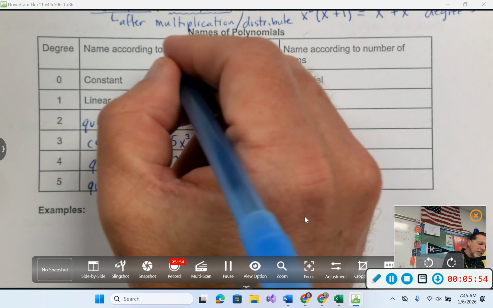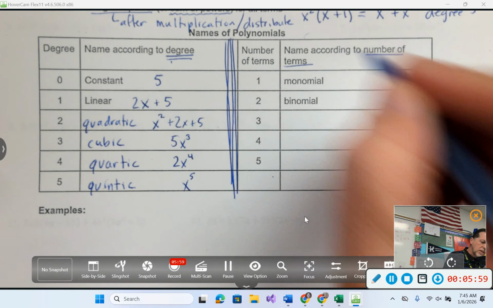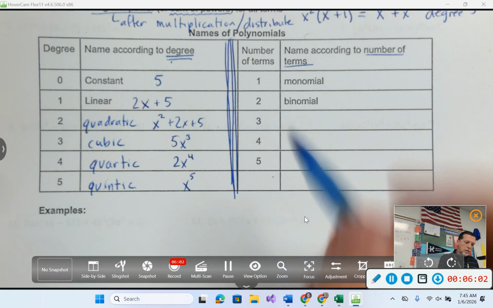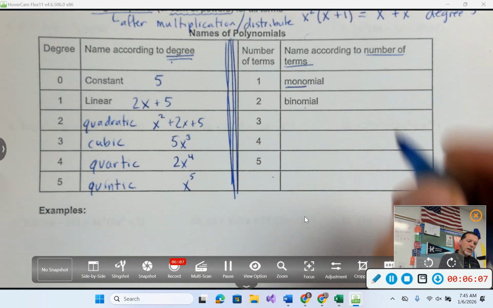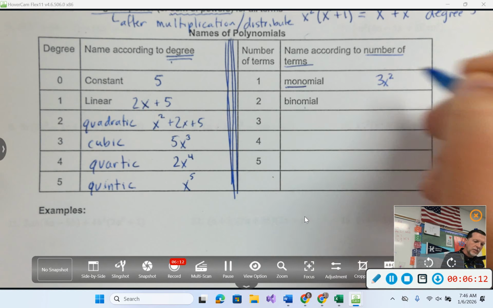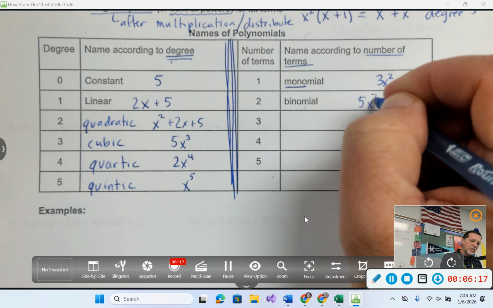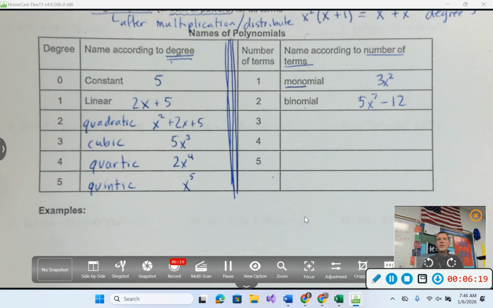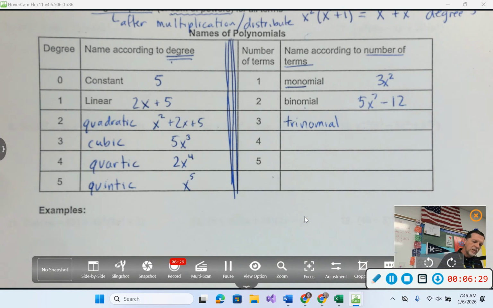Okay, that's based on the degree. But we can also name them based on the number of terms. 1, mono, these are a little bit easier. 2, bi, that's 2. I guess we should put some examples here. So a monomial would be like 3x squared. A binomial would be 5x to the 7th minus 12. So it doesn't matter the powers, it only matters how many terms there are. Trinomial, if there are 3 terms.